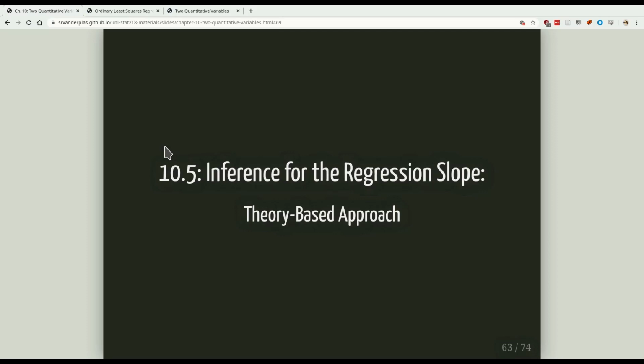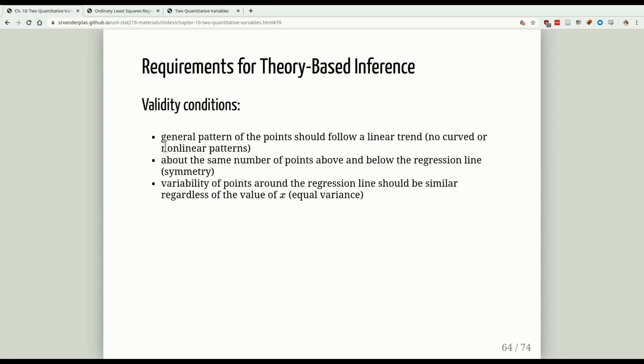10.5 is how to use the regression slope to conduct theory-based inference. In 10.4, we talked about using simulation-based inference for the regression slope. In this section, we're going to move on to the theory-based approach. If you remember from every other chapter in this book, when we've done the theory-based approach, we've needed two things. We've needed theory-based validity conditions, and then we've needed some sort of way to get the standard error of our statistic, right? So, let's get through this relatively quickly, hopefully.